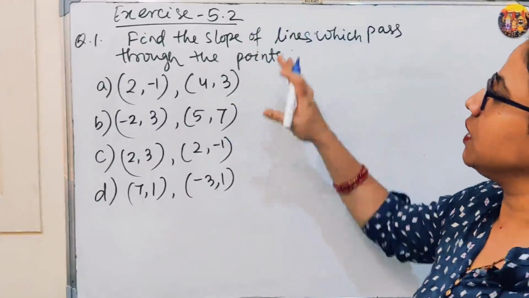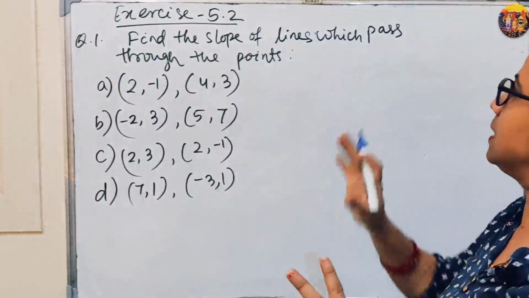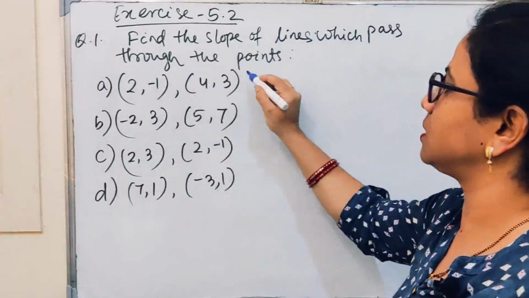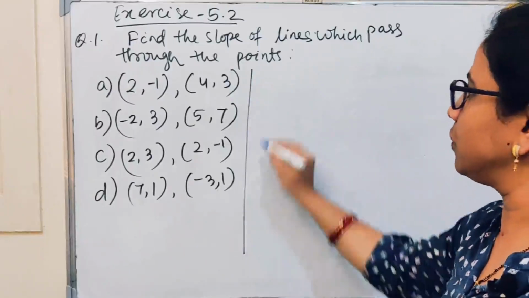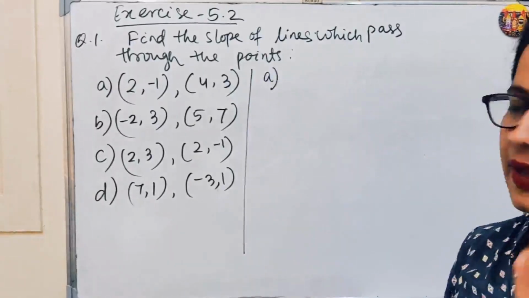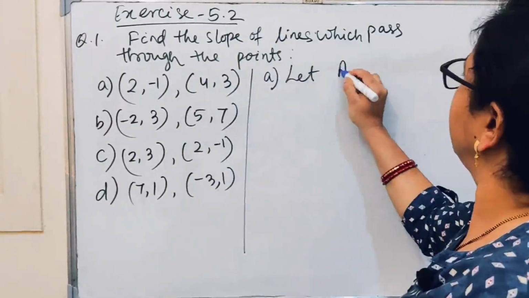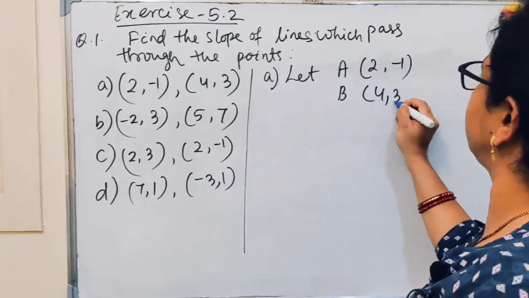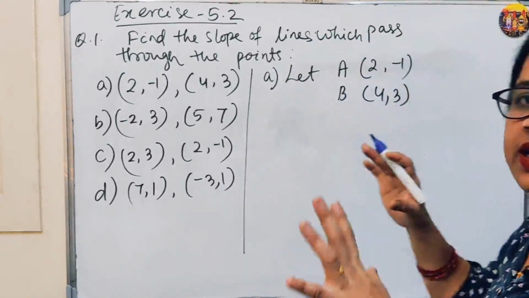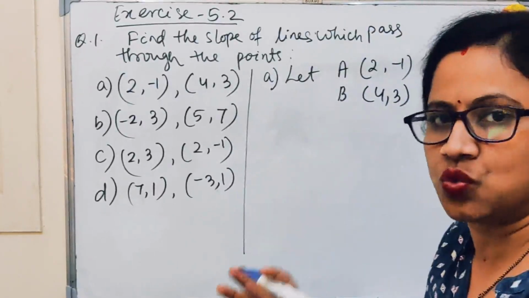We are solving exercise 5.2, question number 1. Find the slope of lines which pass through the points. There are 4 questions here. We will solve one by one. So we are starting with question A. There are 2 points and 4 coordinates are given. Let A be (2, minus 1), B is (4, 3). Here we will take the coordinates of A as x1, y1 and coordinates of B as x2, y2.